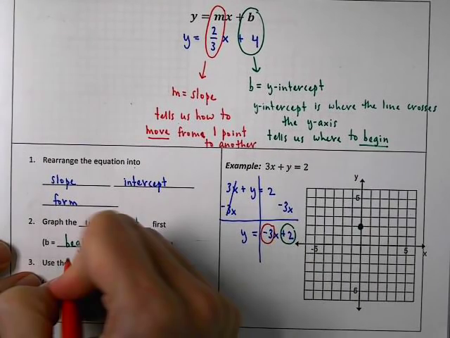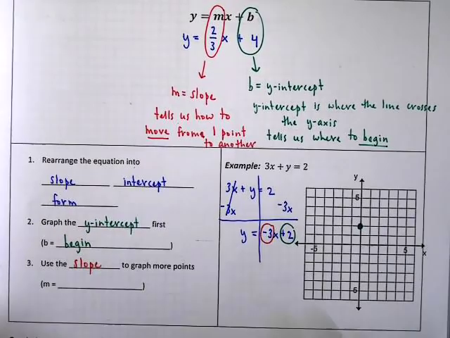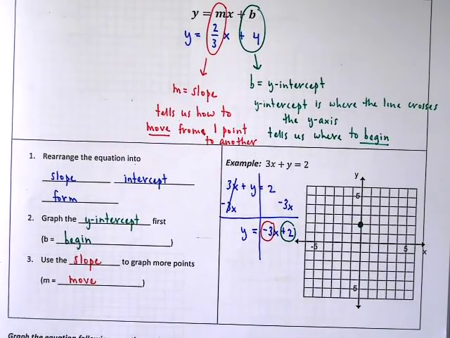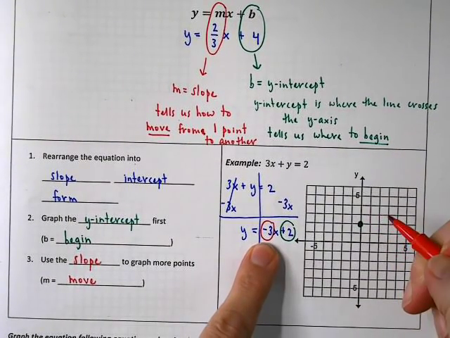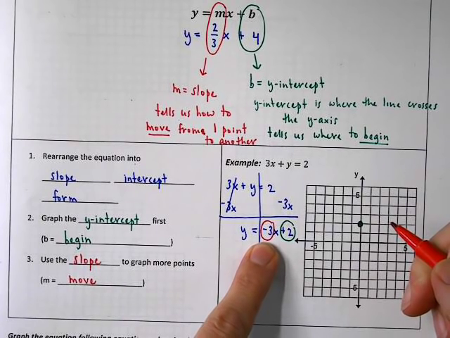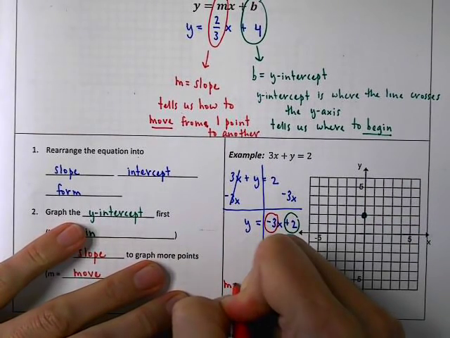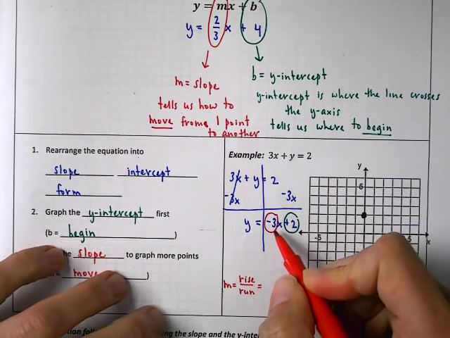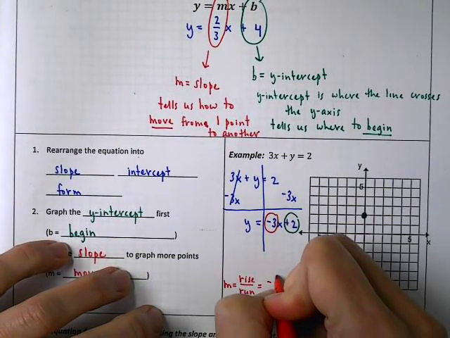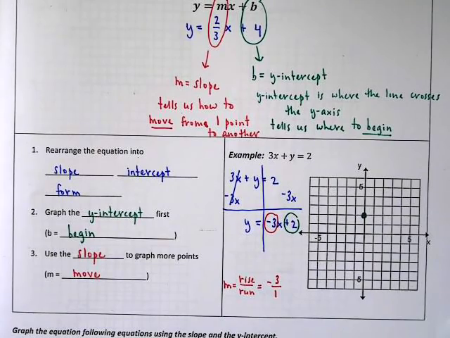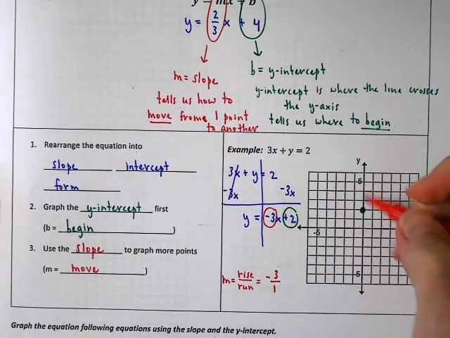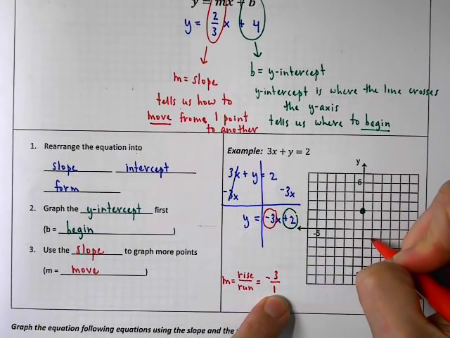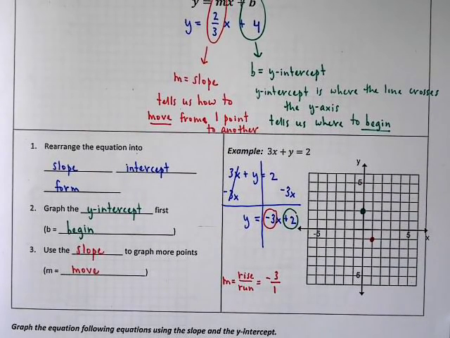Now I'm going to use the slope to graph more points. Remember, m tells us how to move to find more points. So in my case, I know my slope is negative 3. Now, we think of slope, I'm going to make a note here. We think of slope as rise over run. So to make this a fraction, if I have -3, I know that's the same as -3 over 1. So starting at my y-intercept, my slope is going to tell me to go down 3 because that's negative, and then to the right 1. That's how I find my second point.